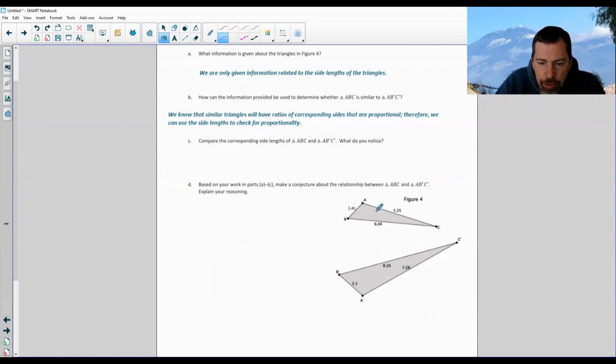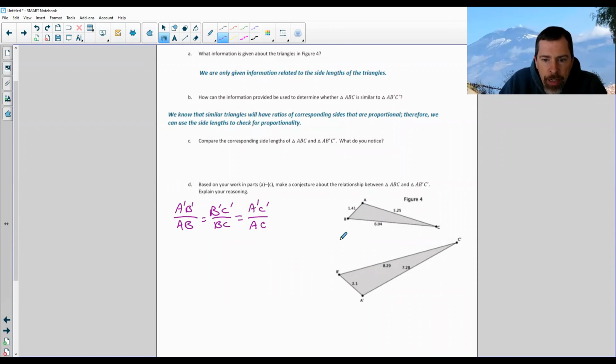Your image always goes in the numerator, your pre-image in the denominator, because we're going from here to here. If the image is bigger, then the scale factor is greater than 1. If the image is smaller than the pre-image, then the scale factor is less than 1, but greater than 0. So in setting that up, I would say A prime B prime is to AB as B prime C prime is to BC as A prime C prime is to AC.